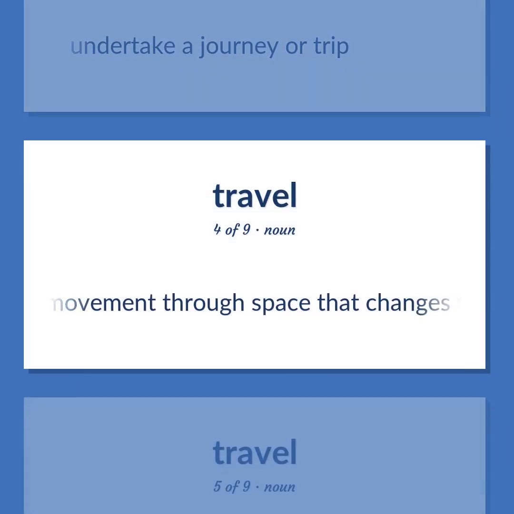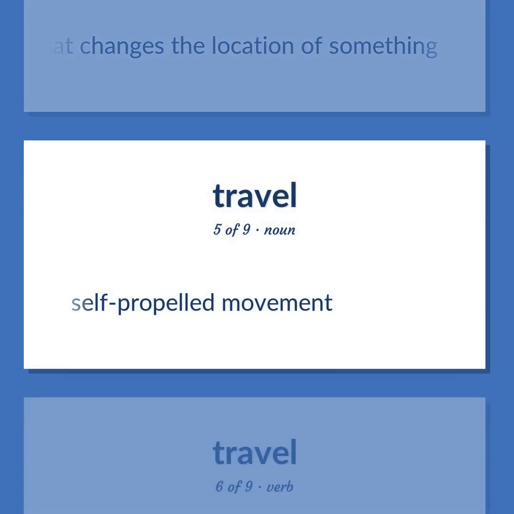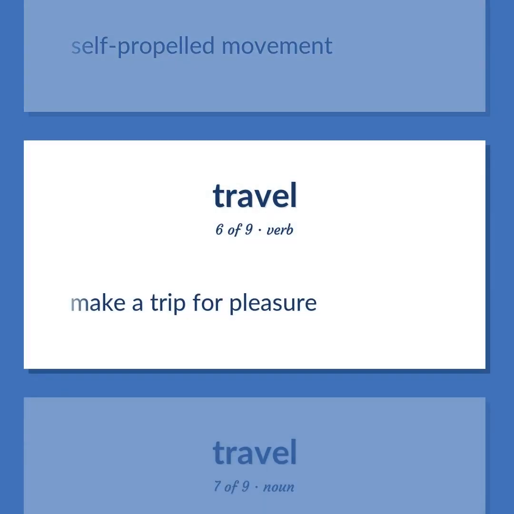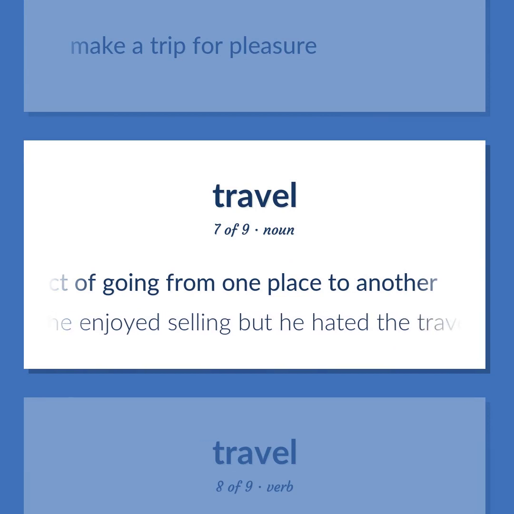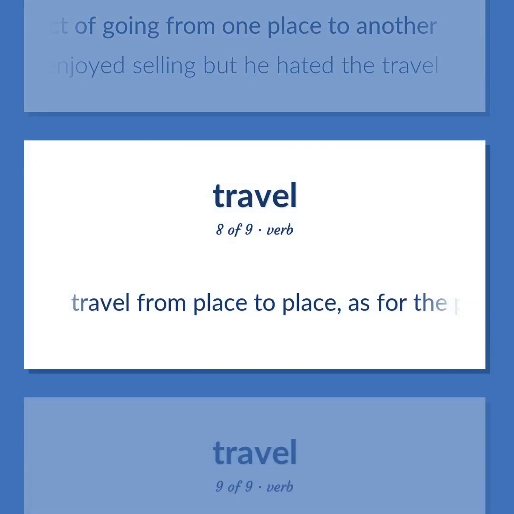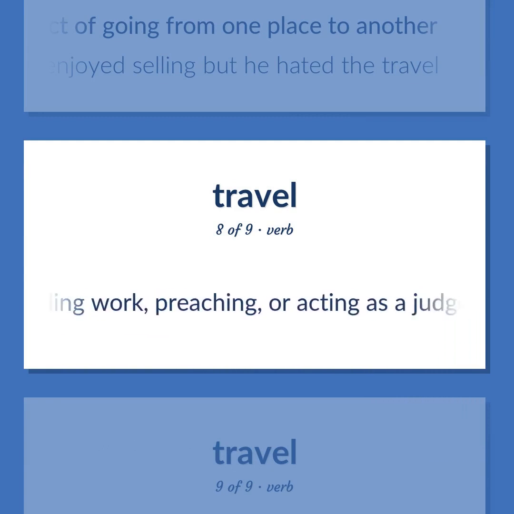A movement through space that changes the location of something. Self-propelled movement. Make a trip for pleasure. The act of going from one place to another. He enjoyed selling but he hated the travel. Travel from place to place, as for the purpose of finding work, preaching, or acting as a judge.